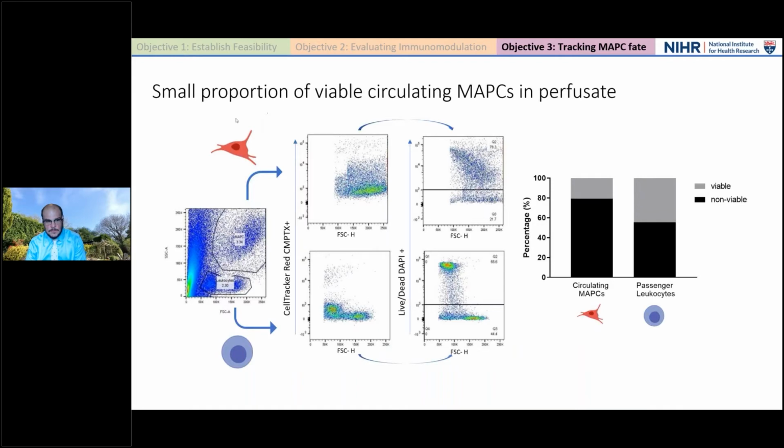And when we looked at what was circulating, what was quite interesting is that of the circulating MAPCs, only a small proportion of them were viable, and most of the ones that were circulating were dead. And this was upscaled versus passenger leukocytes that were monitored.